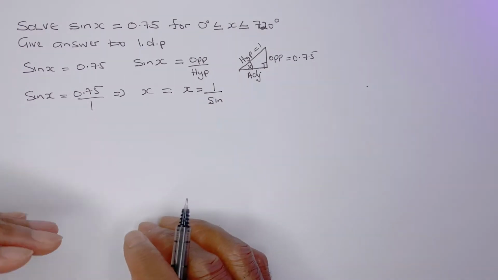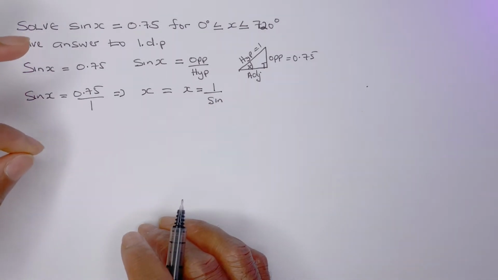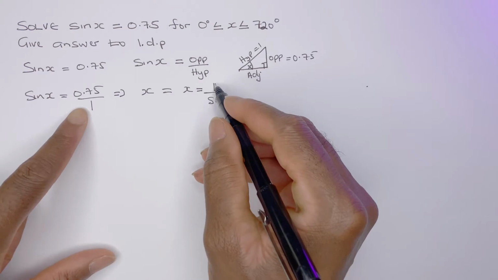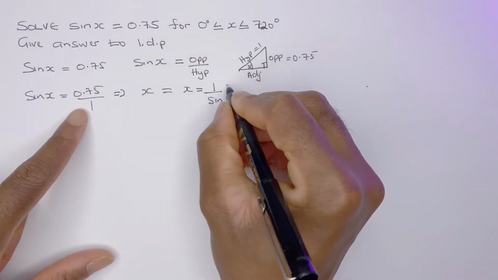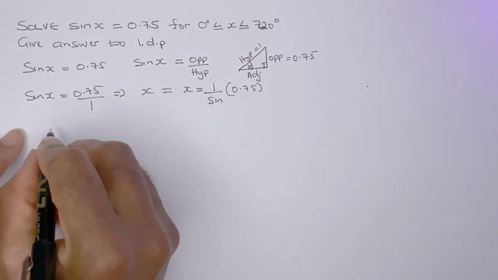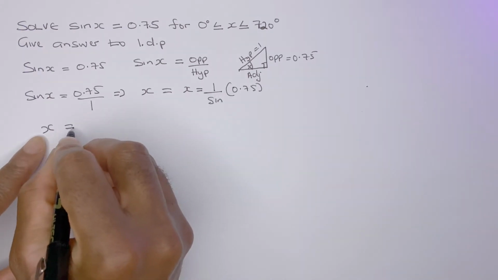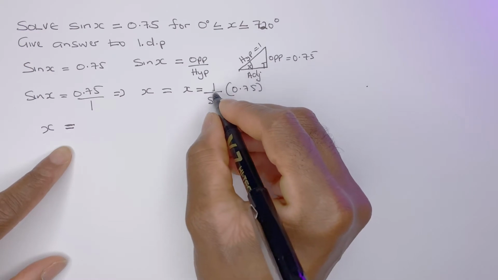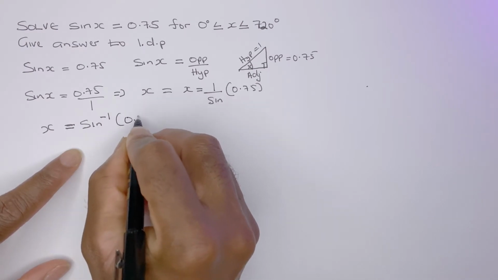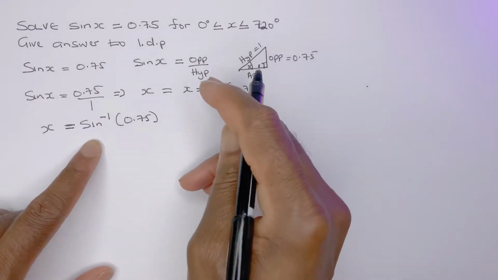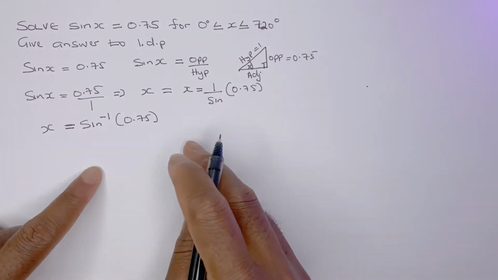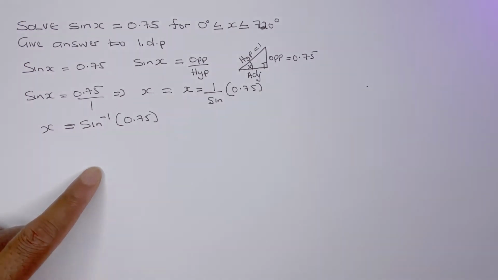If you're dividing something by something, that meant you're multiplying by 1 over something. So because I'm dividing by sine, that meant I'm multiplying by 1 over sine. So it's 1 over sine times 0.75. So what that meant is x will become, well, in indices, 1 over sine is sine to power minus 1, 0.75. So that's indices relation to 1 over. If I have 1 over y, it will become y to power minus 1.